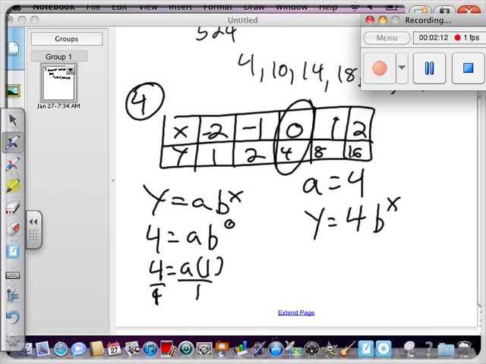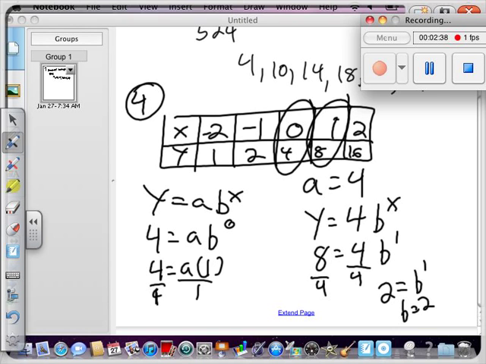Let's take another one. Let's take one that's not a negative exponent because we know those are a little more difficult. Let's plug in 1. So we get 8 equals 4 times B to the first. So I'm going to divide both sides by 4. And I get 8 divided by 4 gives me 2 equals B to the first. Anything to the first power is itself, right? So we know B has to be 2. So my equation is Y equals 4 times 2 to the x.